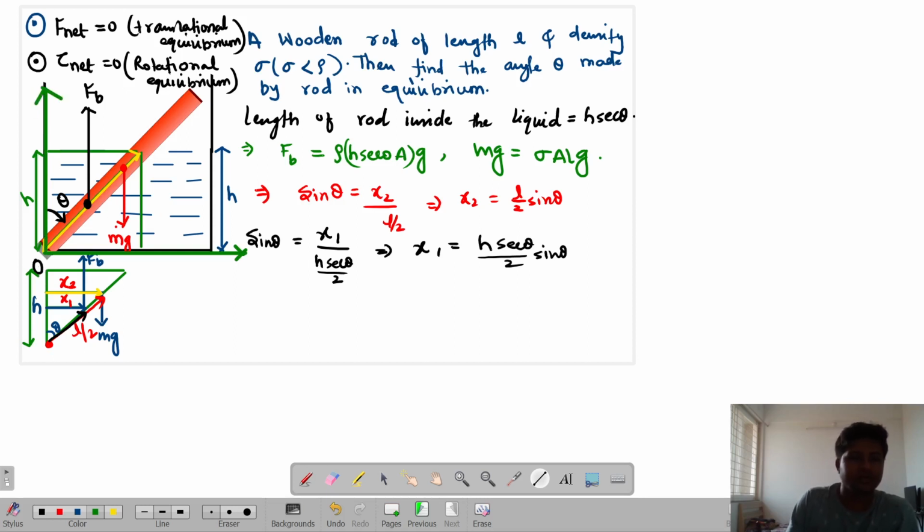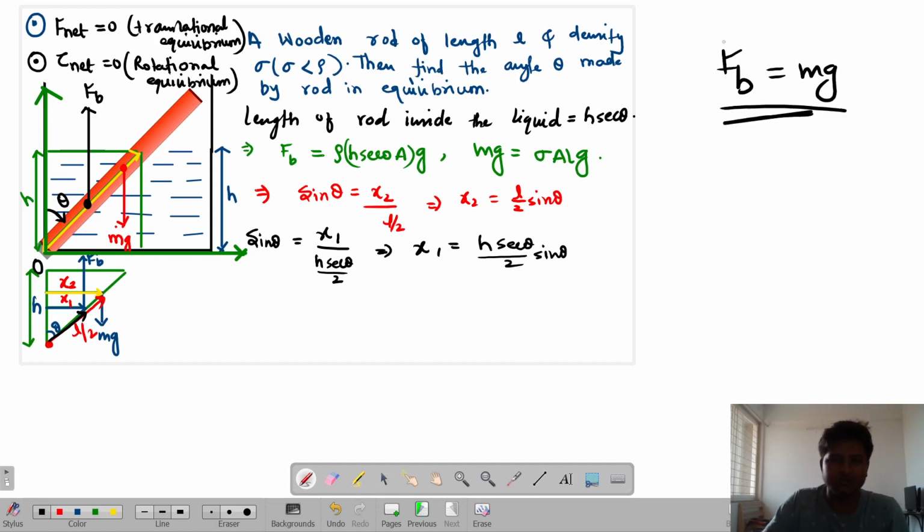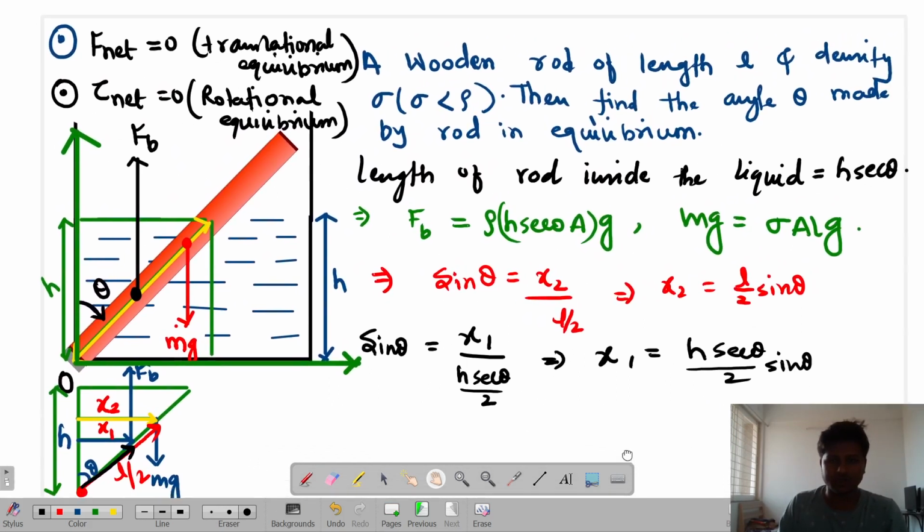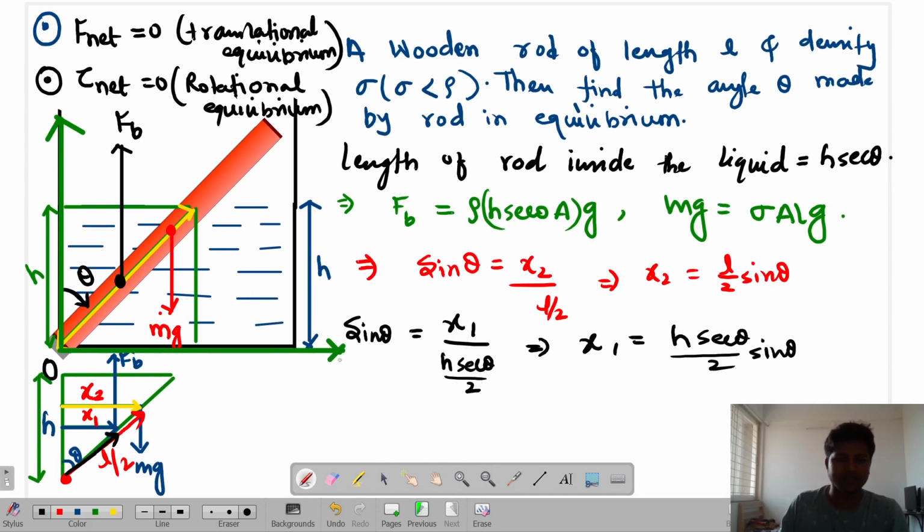Okay, so when you are going to write for the translational equilibrium, the net force along the x-axis must be zero. So many people, after looking at this diagram, will just write FB is equal to mg, but that's not true. FB is not equal to mg. So the first thing, do not write FB is equal to mg over here, because how many normals do I have? Two normals over here. One is normal along the x direction, one is normal along the y direction at the point of contact of the hinge. Is that clear?